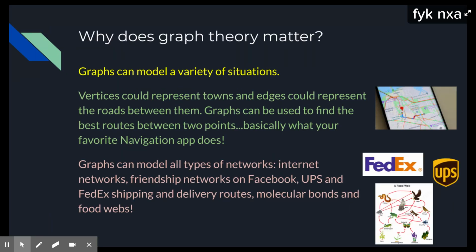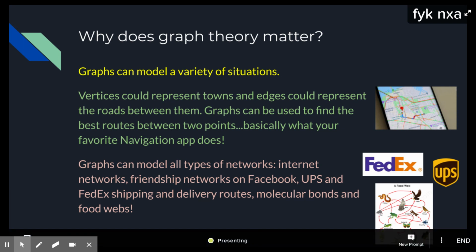You can model different types of networks like internet networks, friendship networks on Facebook or Twitter, UPS and FedEx shipping delivery routes. If you're a UPS delivery person, you leave the delivery office or the shipping center and you try to find the best route to drop off all of your packages and then get back in a timely manner. Obviously, UPS has software built into the GPS that's finding those best routes for you. But that's the idea behind what graph theory does, using these dots and lines to try to find the best routes. Over the course of the next couple of weeks, we're going to see how that actually plays in.